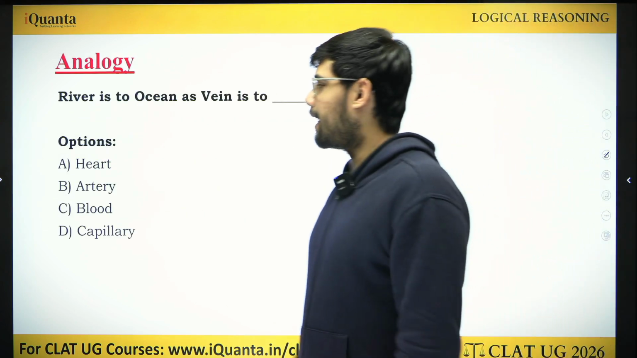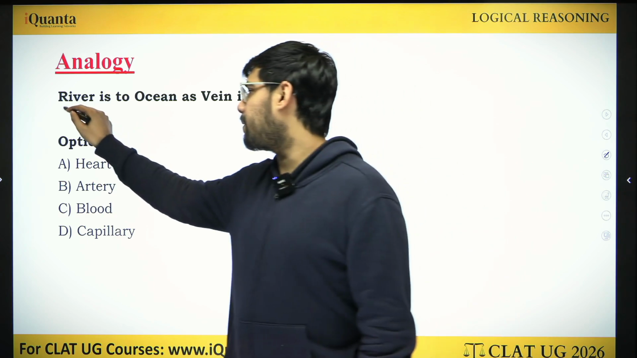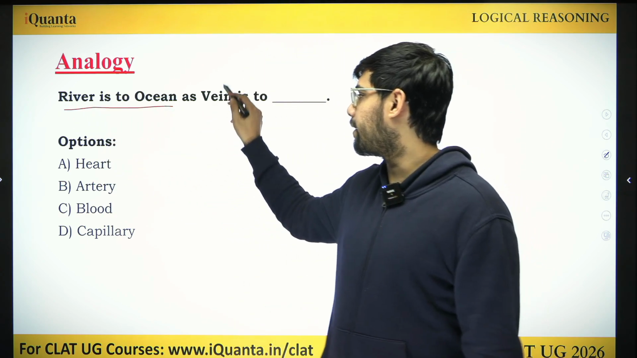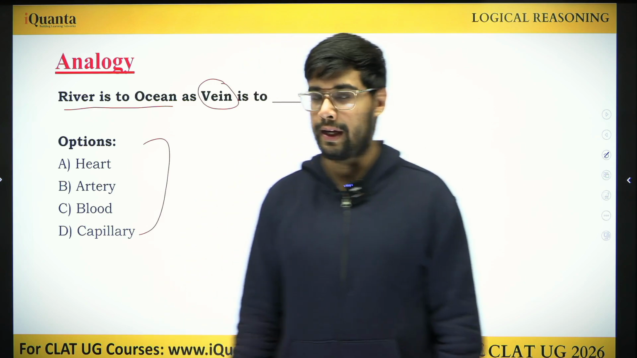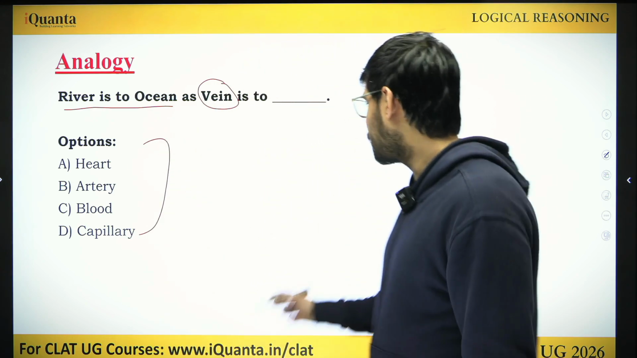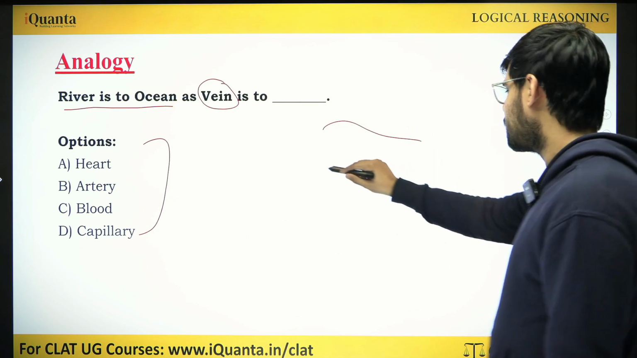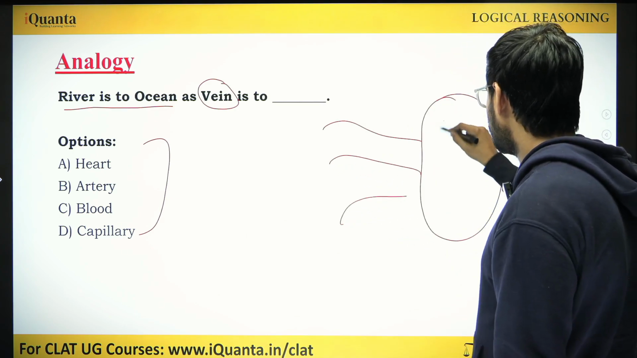Again, this is an analogy. Here a relationship is given between river and ocean, and we have to find a relationship between vein and one of the four options provided here, right? So how is a river related to an ocean? You can see that multiple rivers flow into a large water body, which is an ocean.